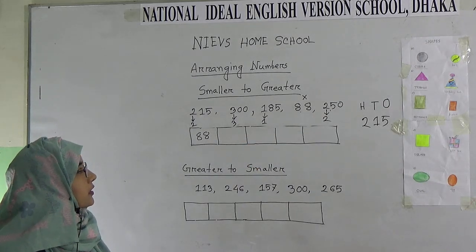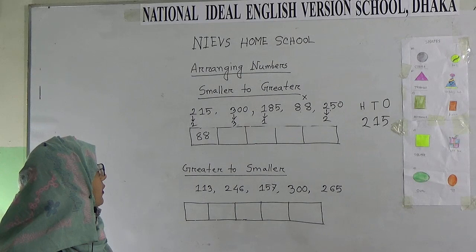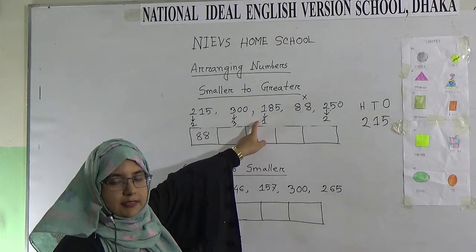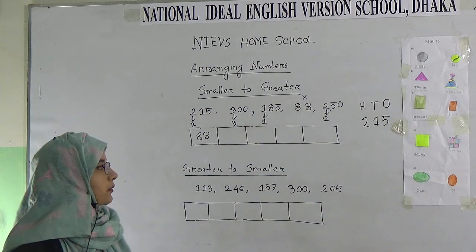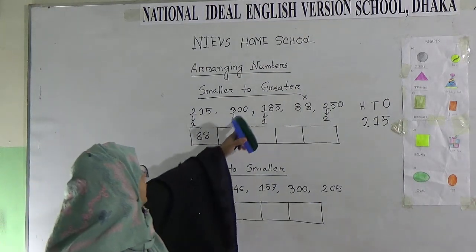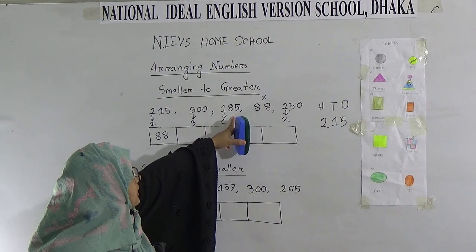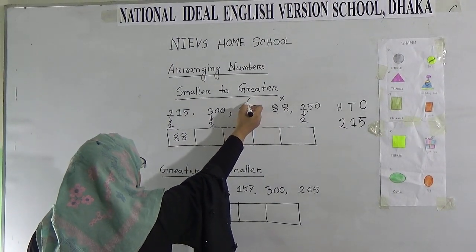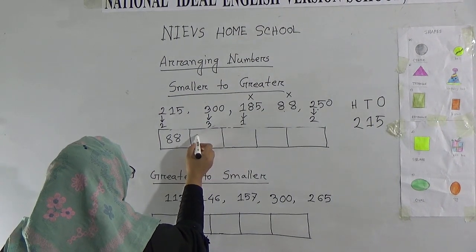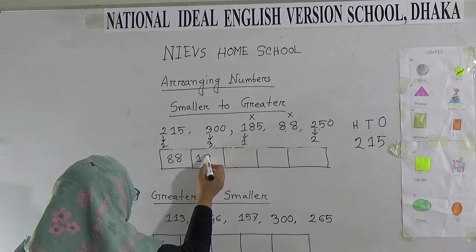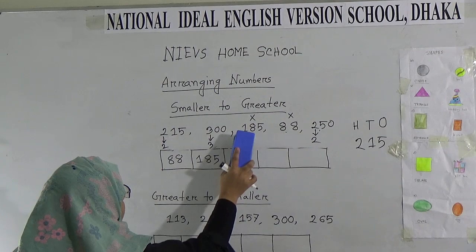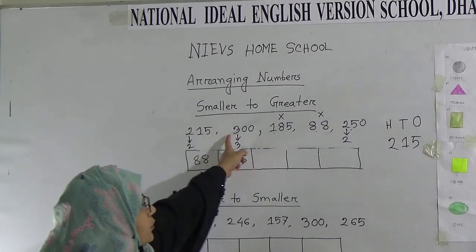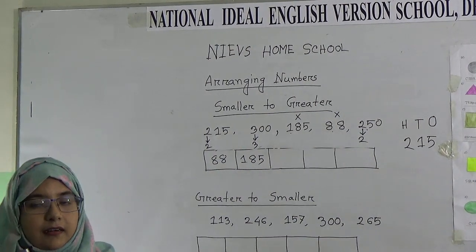Among these 4 numbers, which one is smaller? 2, 3, 1, 2. Here 1 is smaller than the other numbers. So the number 185 is the smallest number among the 4 numbers. So we have to cut 185 and write it here. Now how many numbers are left? 1, 2 and 3. 3 numbers are left.